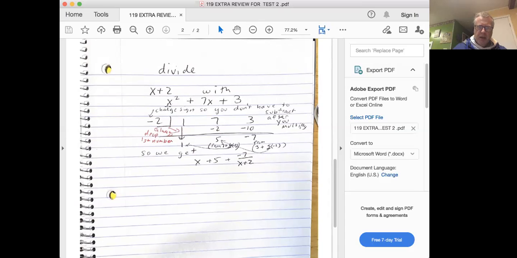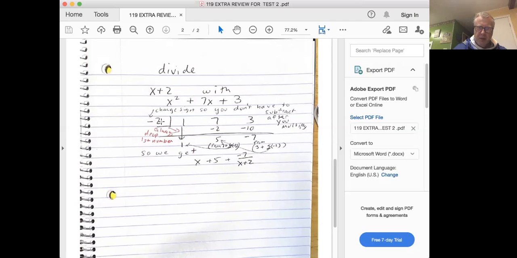Okay? And then for this part right here, inside this division box, I put the number in front of x squared, the number in front of x, and the 3. So 1, 7, and 3. Those are called coefficients and constants. This would be a constant because it has no variable. Okay? I drop this first number straight down, this leading term straight down.